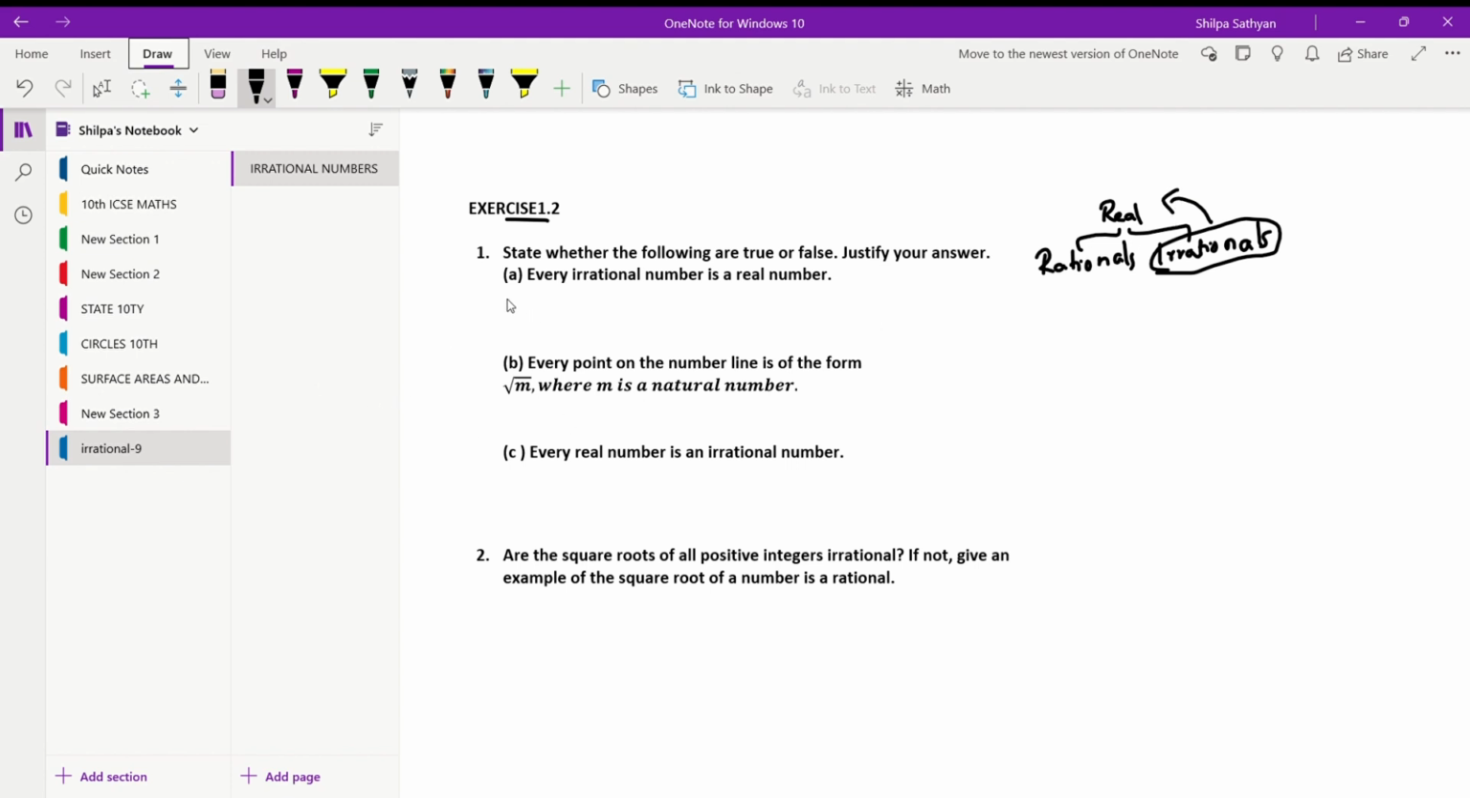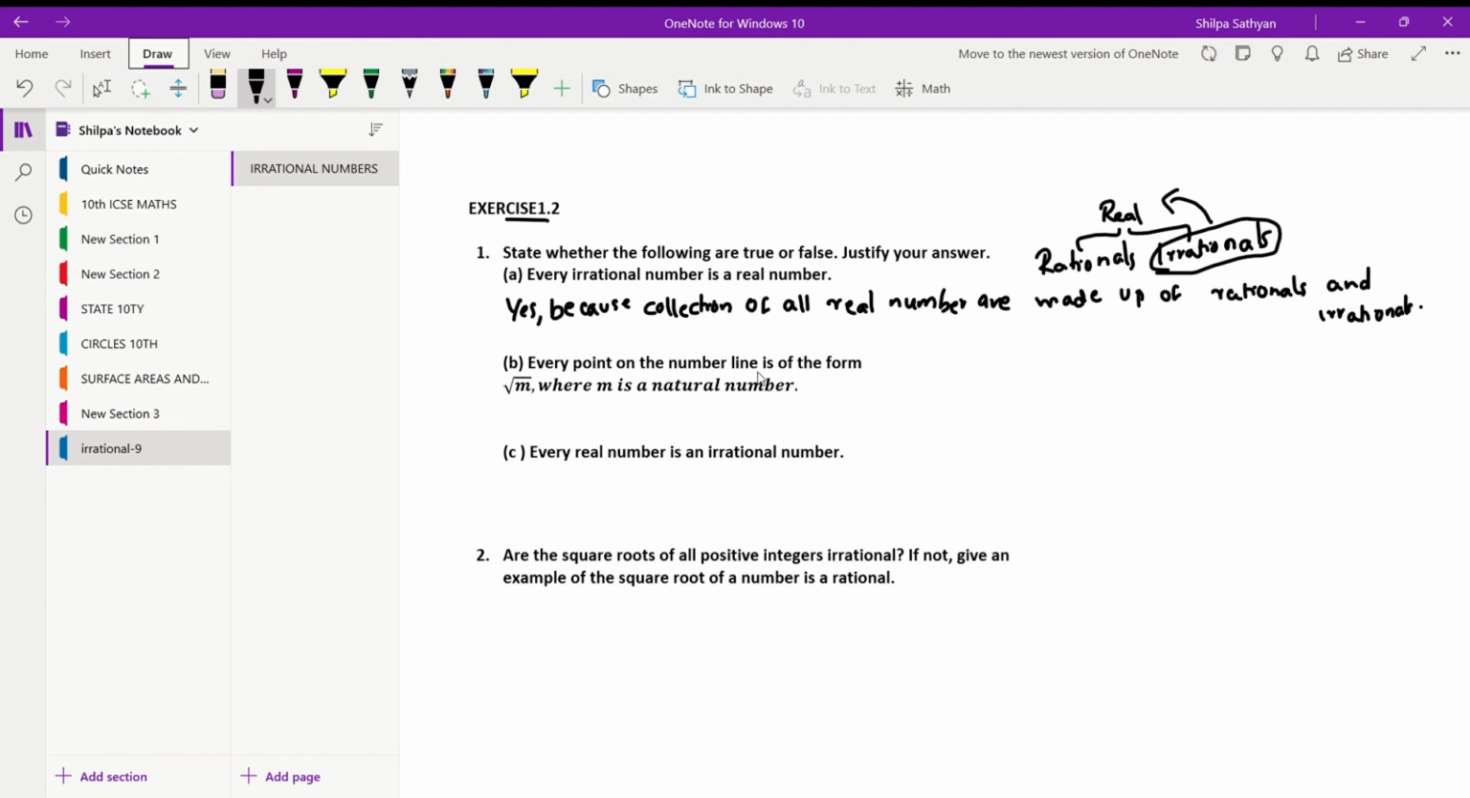So what we can say? Yes, it is. Because what is the reason? Justify your answer. We can write the definition of real numbers: because the collection of all real numbers are made up of rationals and irrationals. Clear? Then coming to question number 2.